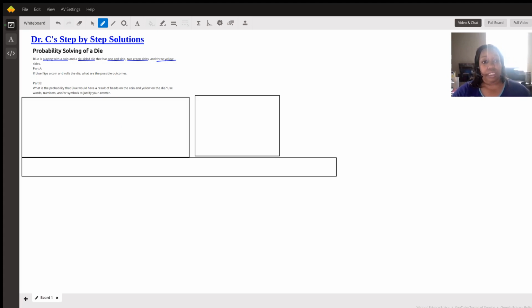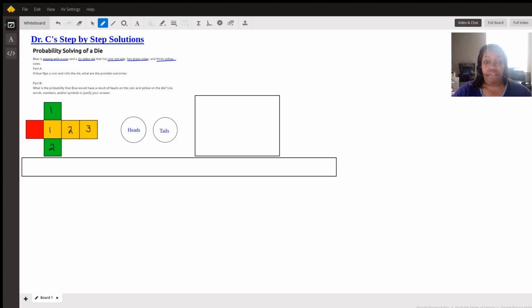And so I always encourage people to draw what we have. So we have these things, and I did number the greens and the yellows, one and two, and yellow one, two, and three. So then we have two sides. So the first question is, if Blue flips a coin and rolls the die, what are the possible outcomes? So this question is essentially asking us about sample space.